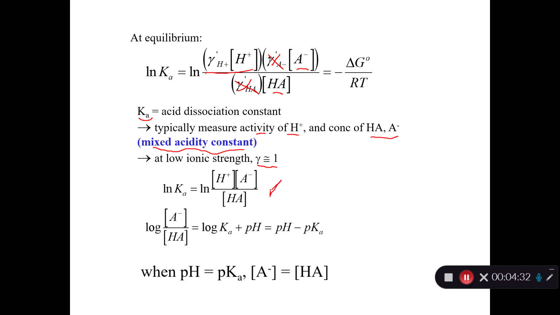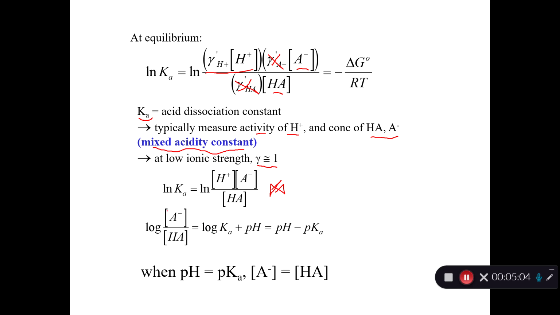You can just get away with writing the equation this way, where you're just writing it in terms of concentration and not worrying about activities. If we write it this way, we could rearrange it a little bit and take the log of both sides. So log of [A-]/[HA] is equal to the log of the equilibrium constant plus the pH. Just in the same way that pH is equal to negative log of the proton concentration, pKa is equal to the negative log Ka.